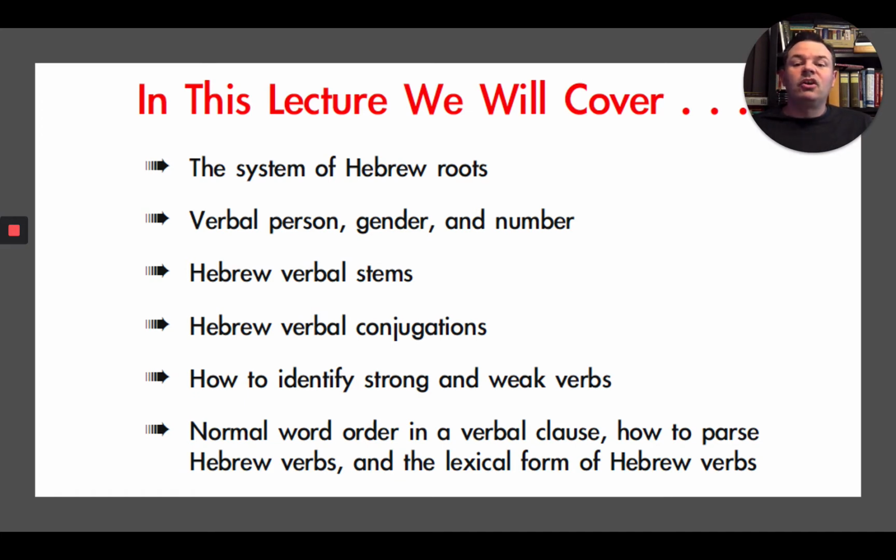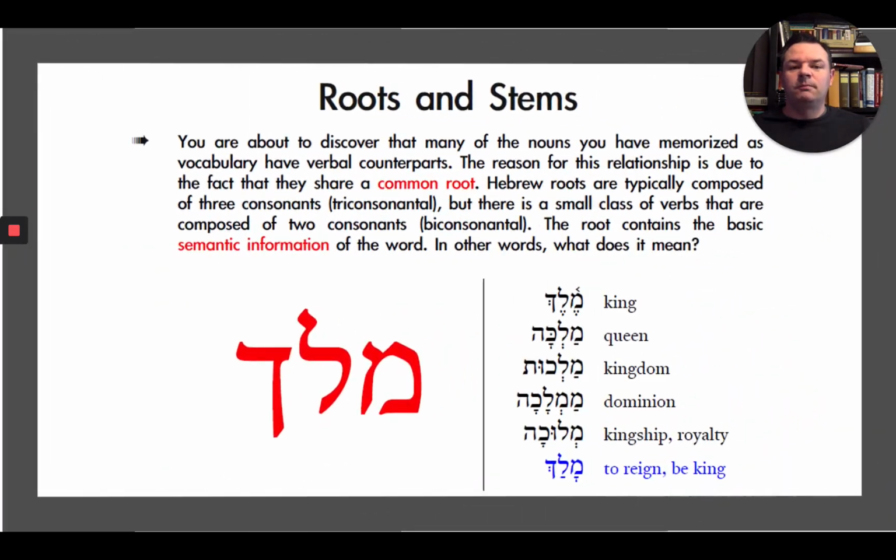In this lecture, we're going to look at what a root of a Hebrew word is, so that we can identify the word being used in the verb. We're going to look at person, number, and gender. We've already seen those concepts before, so that should just be a review. We're going to talk about the different verbal stems. We're going to talk about how to conjugate verbs, or the verbal conjugations. We're going to talk about what a strong verb is and what a weak verb is, and briefly how to identify those. But we're going to spend a lot of time in future lectures on identifying those. And then we're going to talk about word order within Biblical Hebrew.